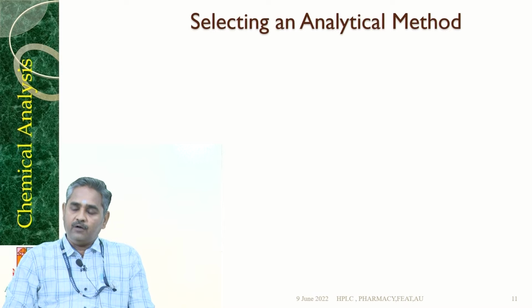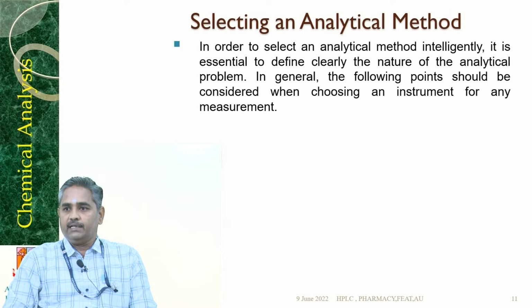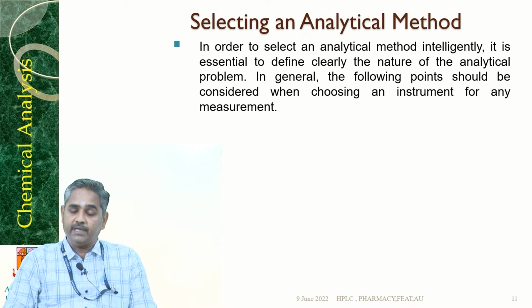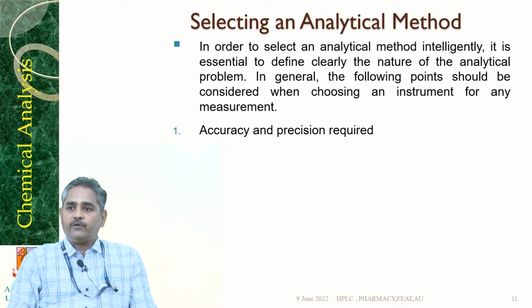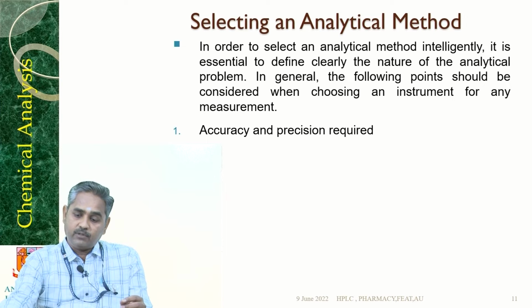Selecting an analytical method. How will you select an analytical method? Before knowing the nature of the chemical, how will you select? In order to select an analytical method intelligently, it is essential to clearly define the nature of the analytical problem. In general, the following points should be considered while choosing an instrument for any measurement. Accuracy and precision required. What type of accuracy and precise result do you need? It depends upon the nature of the substance which is present in the unknown sample. So, how accurate you want to analyze the sample and how precise you should analyze it, that should be known.